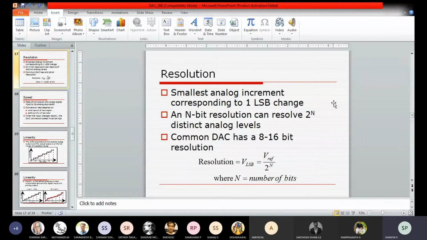Resolution is the smallest analog increment corresponding to a 1 LSB change. An n-bit resolution can resolve 2 power n distinct analog levels. As the number of bits n increases, it is possible in the control circuits of PLCs, using operational amplifiers.